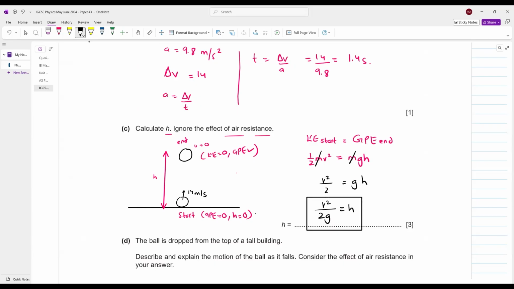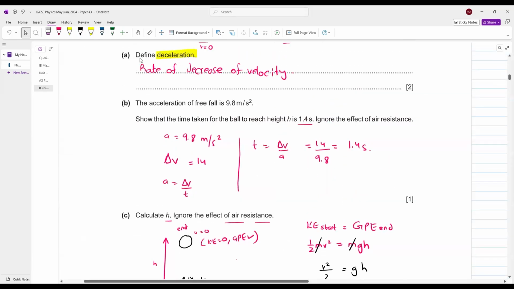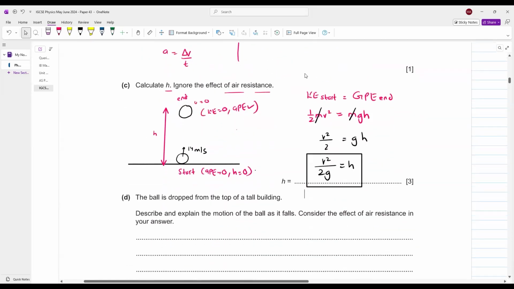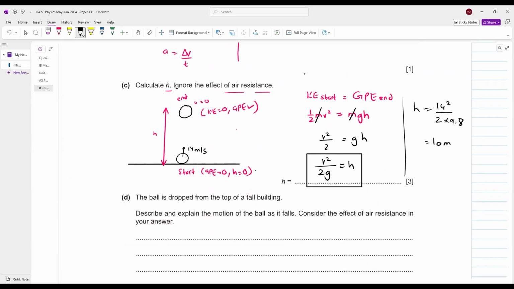Can you calculate the value of h? Yes or no? बिल्कुल निकाल सकते. Your velocity was 14. Just input those values. h is equal to 14 का square divided by 2 into 9.8. Since we were not given the value of g, हम 9.8 से काम चला रहे हैं. So 14 का square divided by 2 into 9.8. Your height comes out to be 10 meters. Easy. Exact 10 meters. Not more, not less than that.